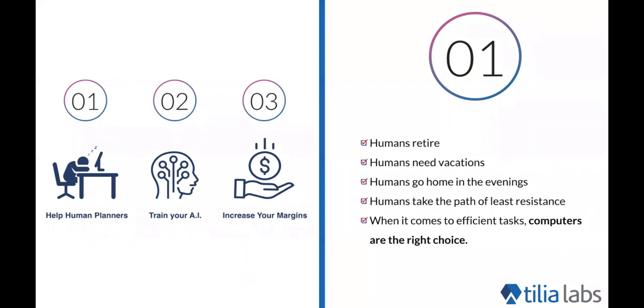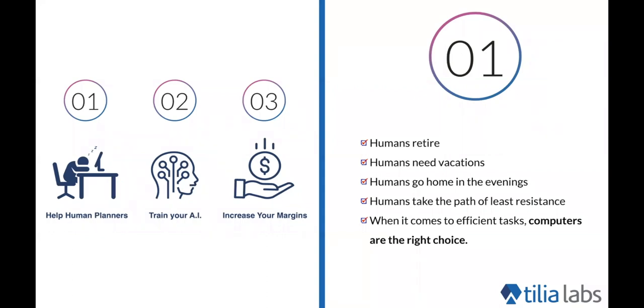So, helping human planners. Well, humans retire, of course. They need vacations and they go home in the evenings. And they are typically taking the path of least resistance. So for a human to be asked to look at 10 or 15 orders at the same time is challenging. That is why we see in most cases a human planner only dealing with one or two jobs at the same time.